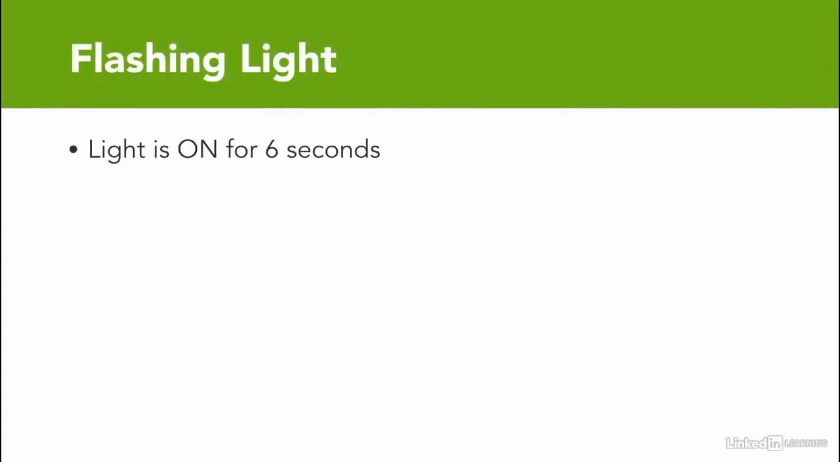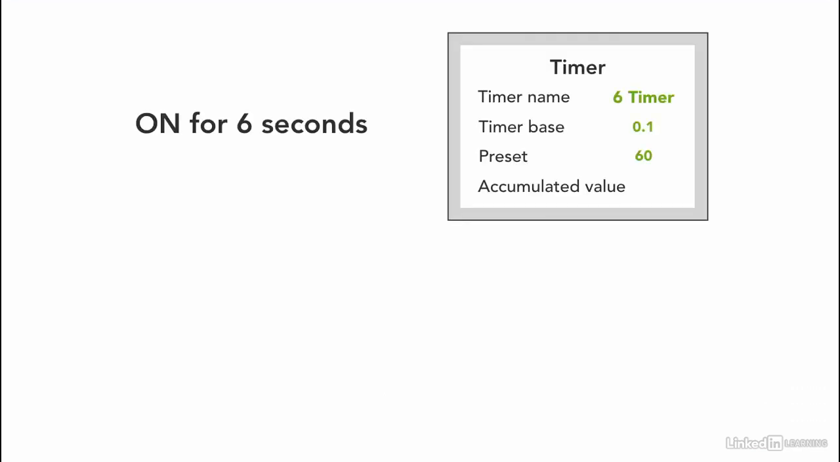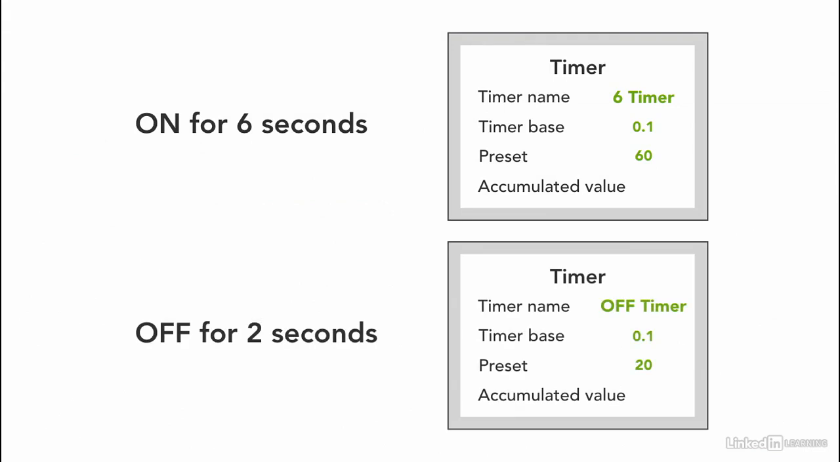Let's take an example where we need to program a flashing light. In our example, the light is on for 6 seconds and off for 2 seconds. So, one timer to keep track of the 6 seconds and one timer to keep track of the 2 seconds. Note here, as mentioned previously, we need to know what is the timer base of the specific PLC timer we're using. In our example, we are going to use a timer base of 0.1.